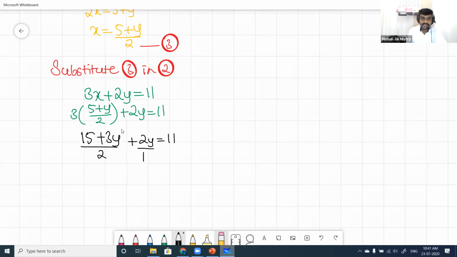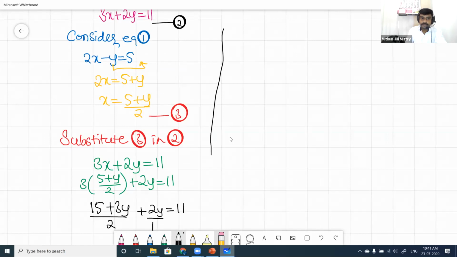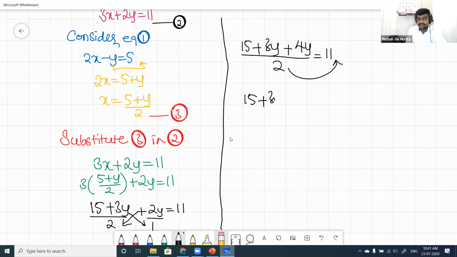Then further taking the LCM, the LCM is 2 and the numerators will become 15 plus 3y, that is 15 plus 3y into 1, plus 2y into 2, so plus 4y, is equal to 11. Now this 2 will go to the other side. I'm solving: 15 plus 3y plus 4y is equal to 22.